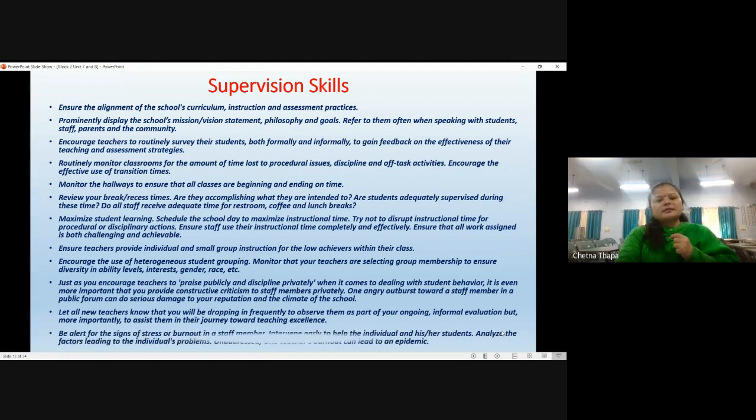Now, next, you should also be alert for the signs of stress and burnout if your teachers are feeling stressed out or burned out. If you know these signs, you will be able to intervene early and help them in facing and resolving their problems. But that is only possible when you have these kinds of skills in you as a head teacher.